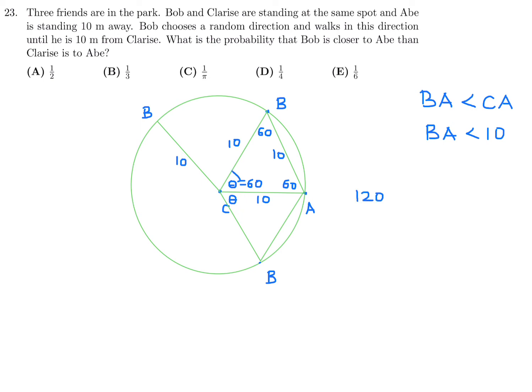As long as he is within this range, so it would be between there and there on the circumference, he will be in a position, let's just say here, where his distance to A will be less than 10. So I hope that makes sense. Well, what percentage of the circle is 120 degrees? Well, I divide by the total number of degrees, which is 360, and that just reduces to 1/3. So that is the probability of this question. So number 23, the answer is B.